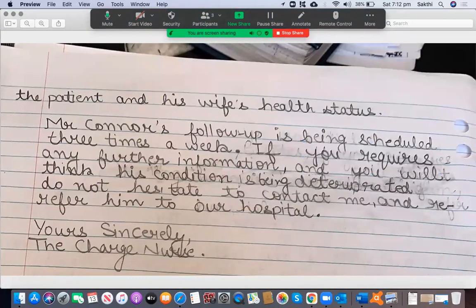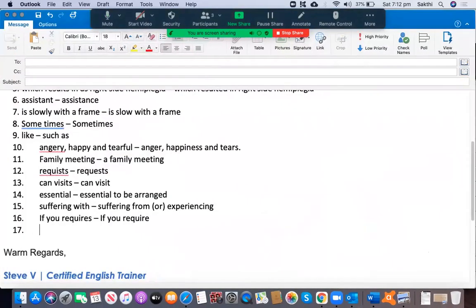All right. Any further information, comma, and you will think his condition is being deteriorated, do not hesitate to contact me and re-refer him to our hospital. Okay, if you require any further information and if his condition is being deteriorated, okay, these things can be removed.